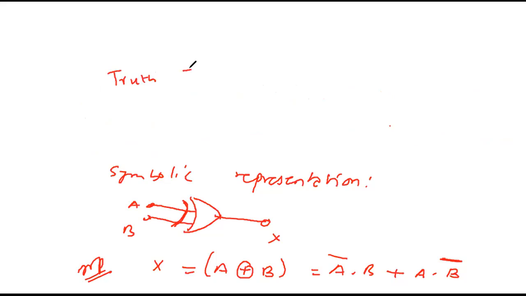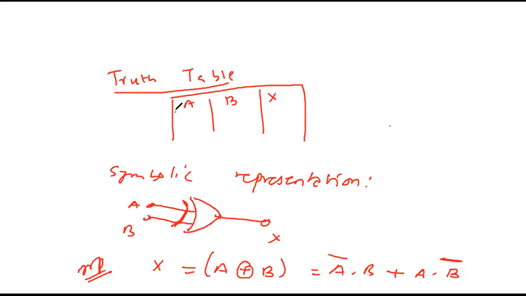Truth table: A, B, X. X is the output, A and B are inputs. Both 0 doesn't give output. One high gives output. One high gives output. Both high, no.